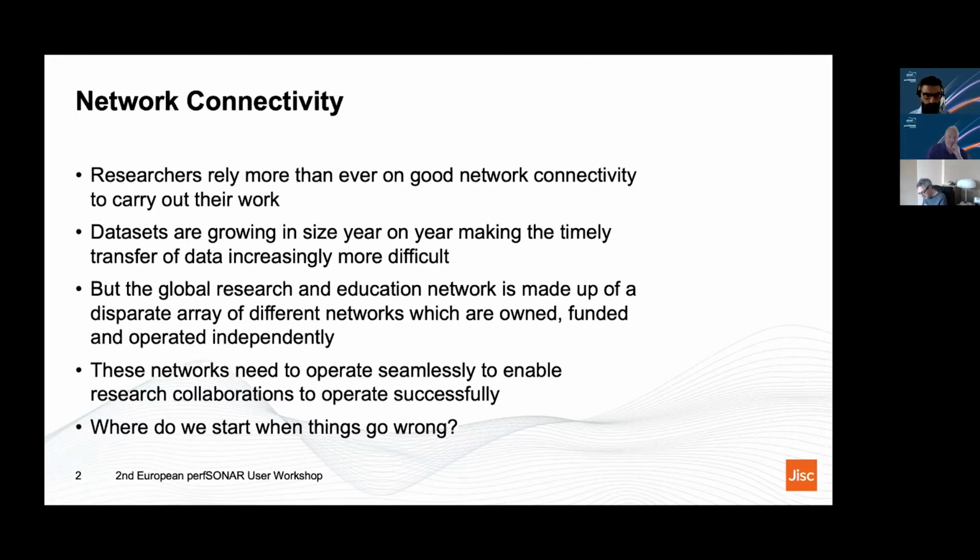But the global research and education network is made up of a disparate array of different networks, owned, funded and operated by independent organizations, although they do communicate with each other. So these networks need to operate seamlessly in order to enable research collaborations to operate successfully. How can we go about diagnosing things when they go wrong?